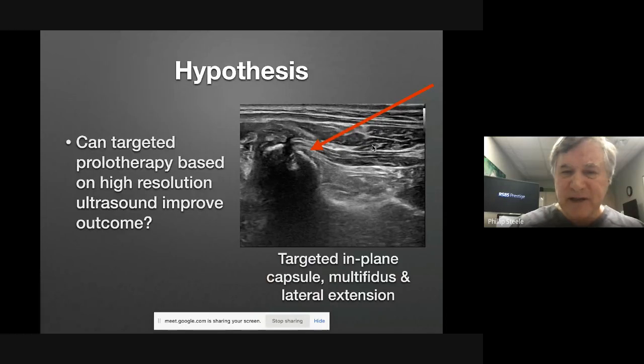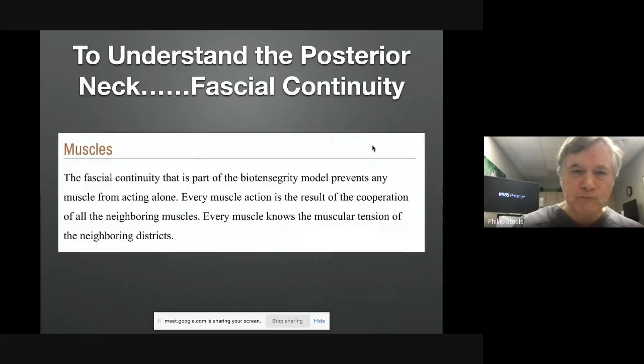The hypothesis that I have is that by understanding the anatomy of the posterior neck, I can have better outcomes. And by targeting in-plane injections to the capsule, the multifidus, and what we'll talk a lot about, called the lateral extension, improves outcome and helps identify areas that need to be treated and focused on.